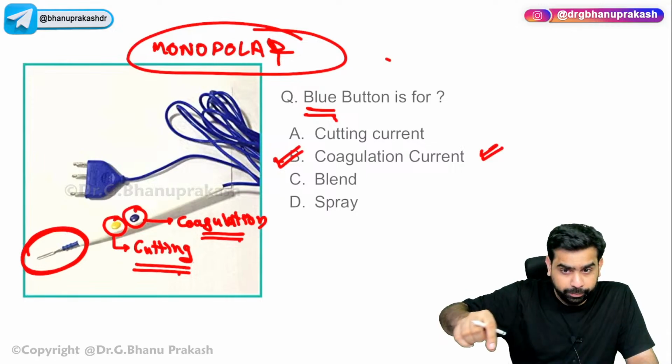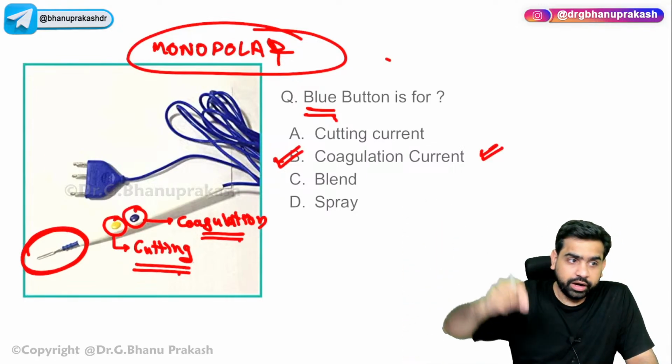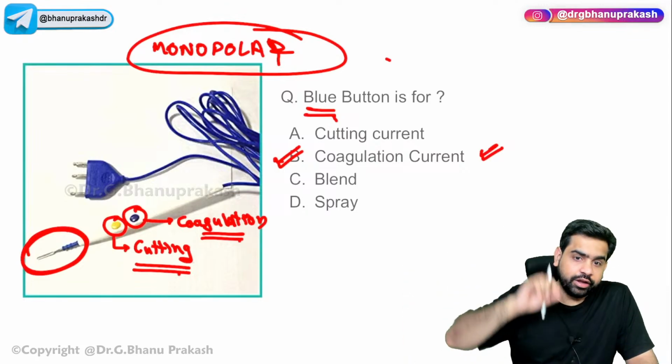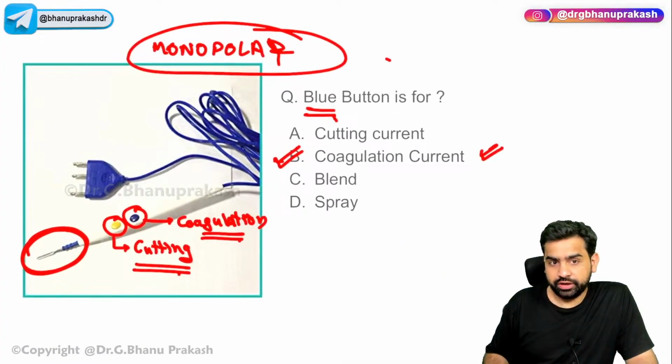It is going to be taken up by the patient plate, and then it is going to go back to the cautery machine. So the loop is going to get completed only if you have a patient plate present over there. Are you understanding my point?